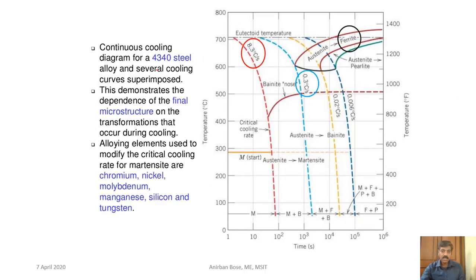So here you can see I have told you that if it is not a plain carbon steel, if it is alloy steel, in that case you may get the bainitic structure also in between. And for other different cooling rates you can get this kind of different structures.